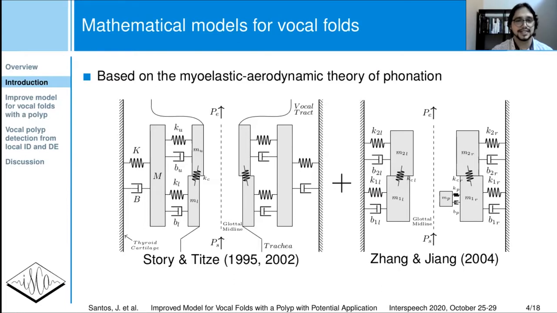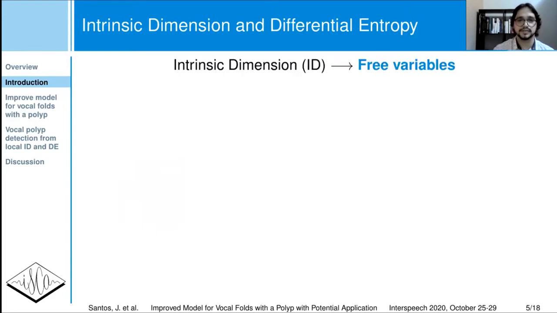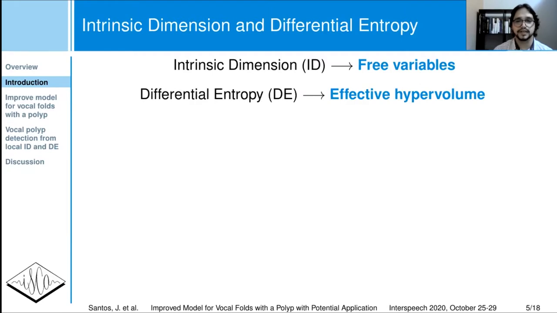And to analyze the samples we will synthesize, we could use the intrinsic dimension and differential entropy. The intrinsic dimension is related to the free variables of the data we have, and the differential entropy is related to the effective hypervolume this data occupies.